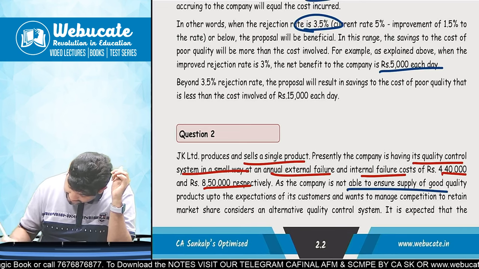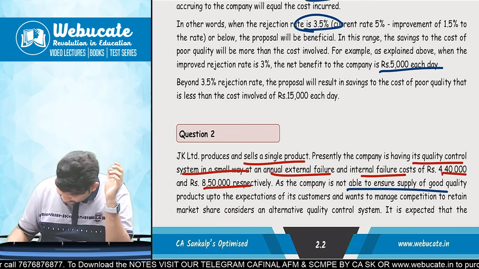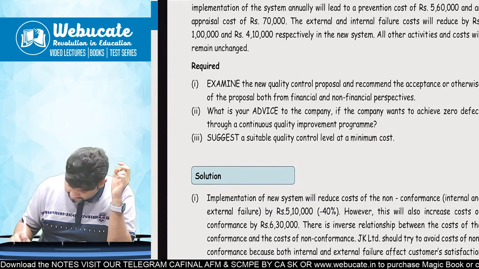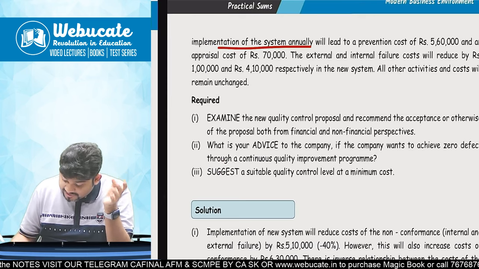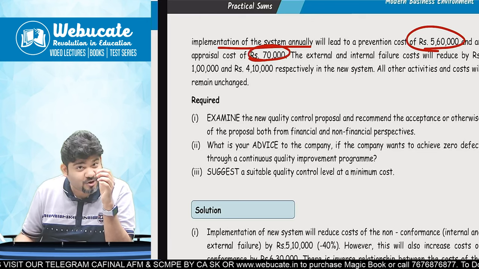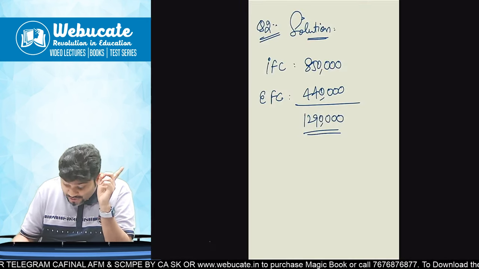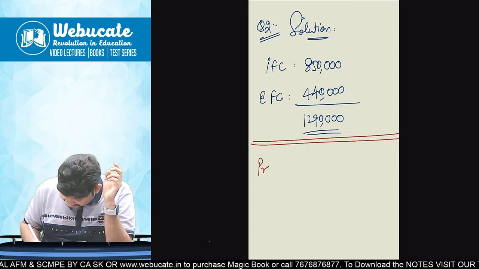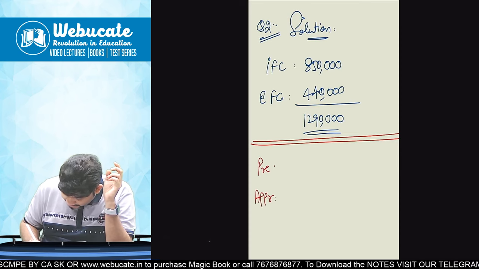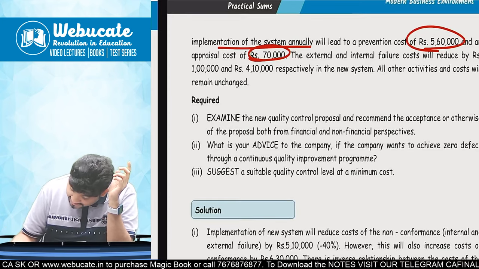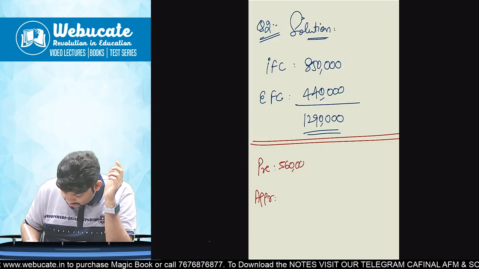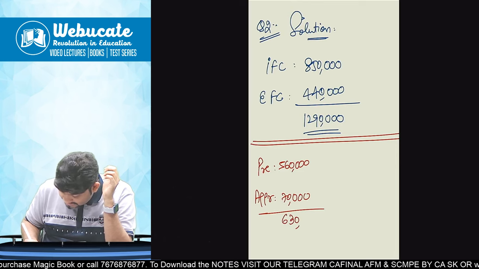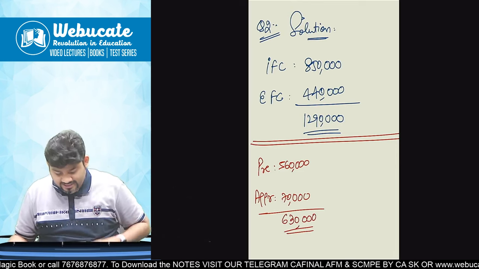Then, what they have said, as the company is not able to ensure supply of good quality products up to the expectation of its customers and wants to manage competition, what is it? It is expected to implement a new system which will lead to a prevention cost and appraisal cost. So far, prevention and appraisal cost was not there, but now it is there. How much is the prevention cost, guys? 5,60,000. How much is the appraisal cost, guys? 70,000. Total how much? 6,30,000.